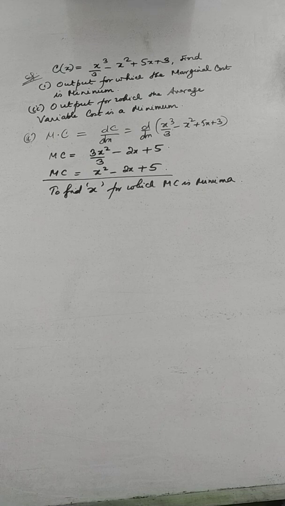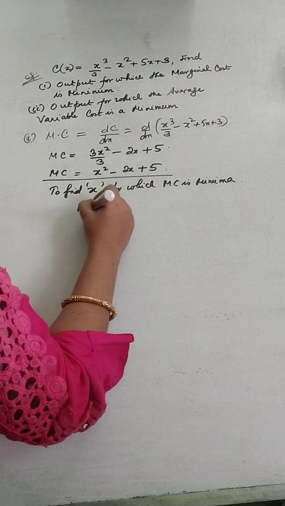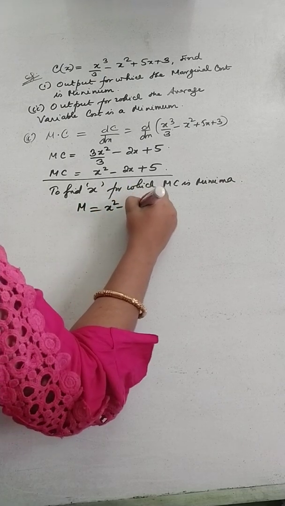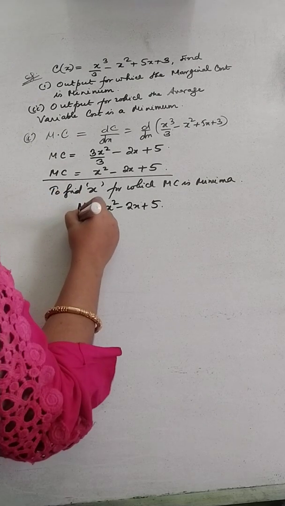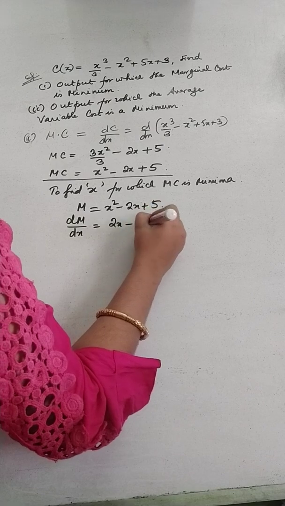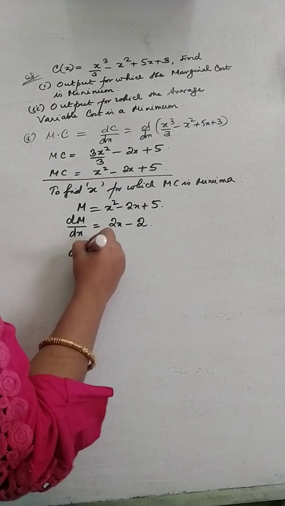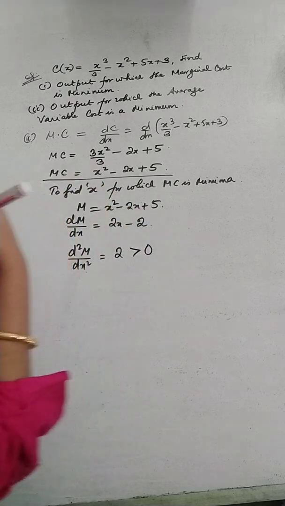If you remember the principle of maxima and minima, we have to equate the first derivative to 0 and make sure that the second derivative is positive for the value of x that we get. So I'm writing M is equal to x squared minus 2x plus 5, that is your MC. The first derivative I'm checking now, dM/dx, is 2x minus 2. d2M/dx2 is simply 2, which is always positive.